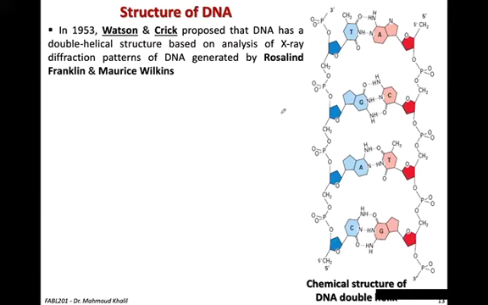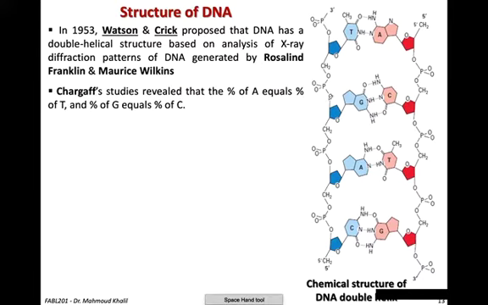So you can see here, together with another scientist called Chargaff, he found that the percentage of A nucleotides or bases equals the percentage of T, and as well the percentage of G is equal to the percentage of C. So you need to know that these scientists early on wanted to understand the chemical structure of the DNA.